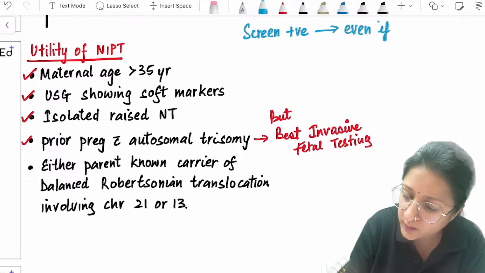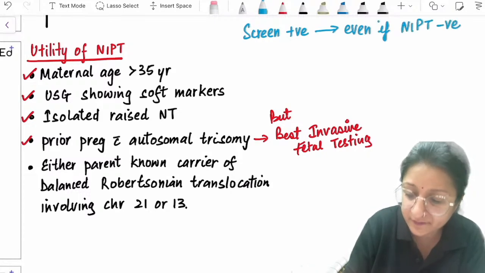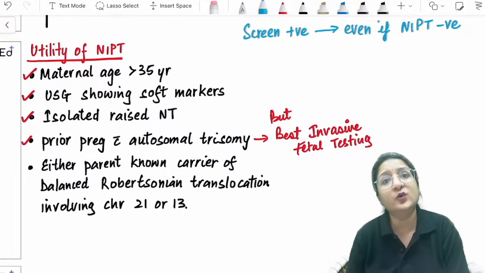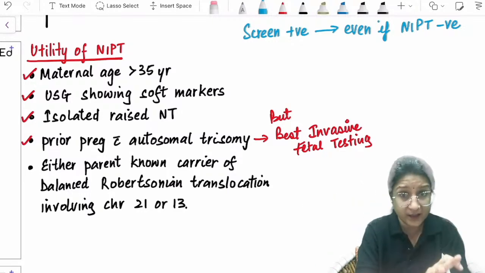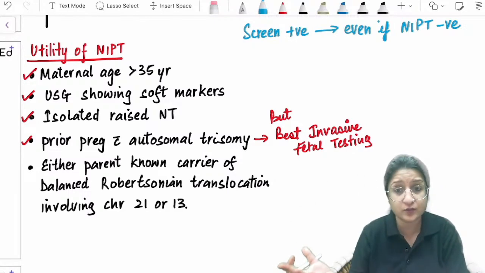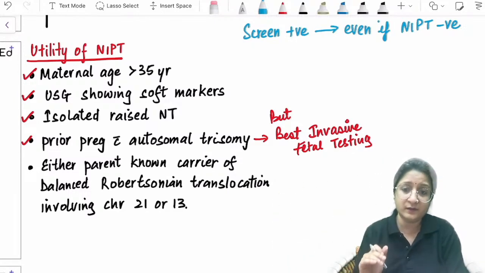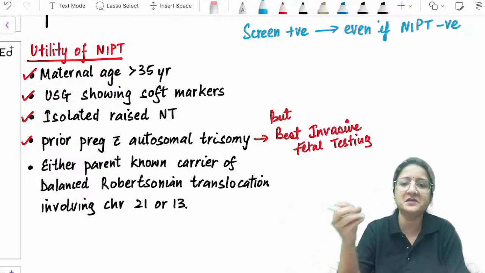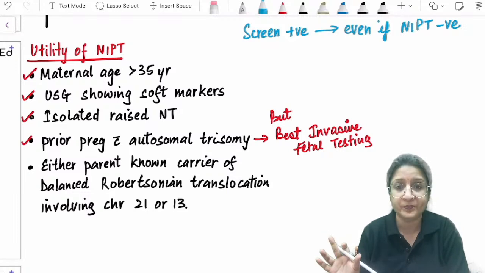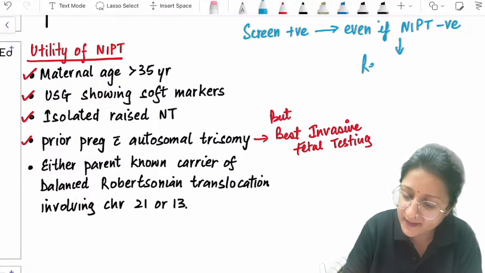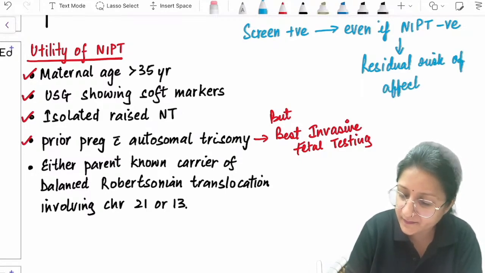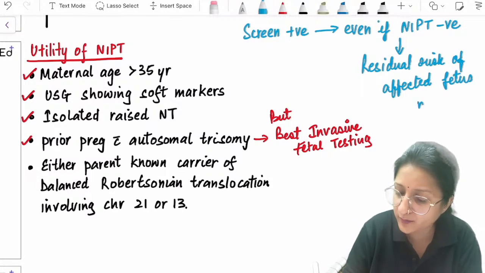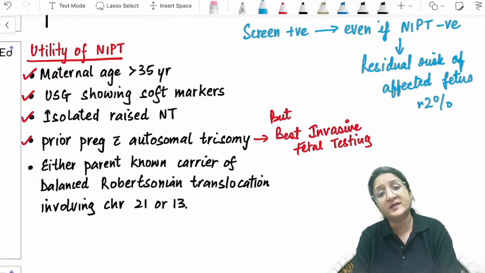even if the NIPT we do is negative, can you tell the patient that there is absolutely no chance that your fetus is going to have Down syndrome? Can you make that declaration that you were screen positive, but now I've done NIPT, NIPT is also negative? Can you give 100% declaration to the woman that absolutely under no circumstances your fetus has Down syndrome because NIPT is negative? No. Even if NIPT is negative, there is still a residual risk of affected fetus. There is still a probability that the fetus could be affected, and that is 2%. So don't ignore a screening test that came positive first, right?